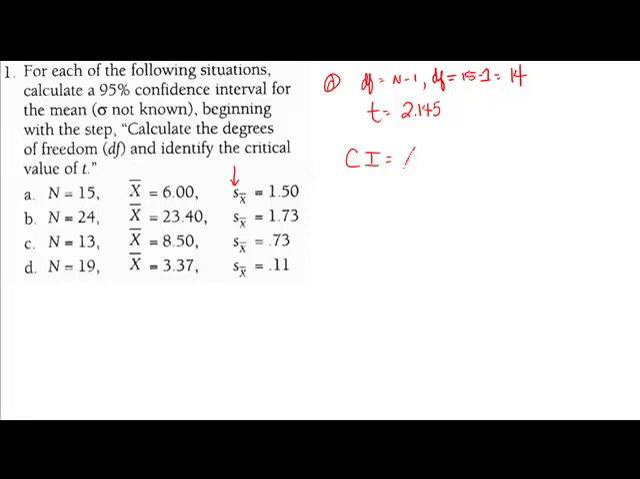Now if I'm going to construct a 95% confidence interval around that, the confidence interval is equal to x bar plus or minus t times my standard error. Okay, so my confidence interval is going to equal 6.00 plus and minus 2.145 times 1.50. I have to do my multiplication before I do my addition. 2.145 times 1.5 equals 3.2175 plus or minus 6.